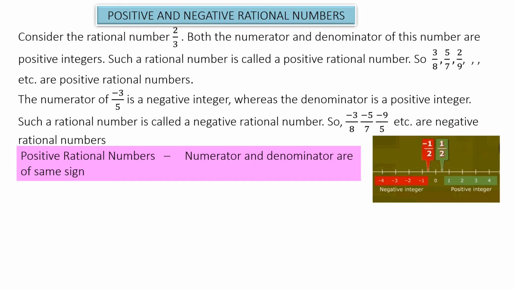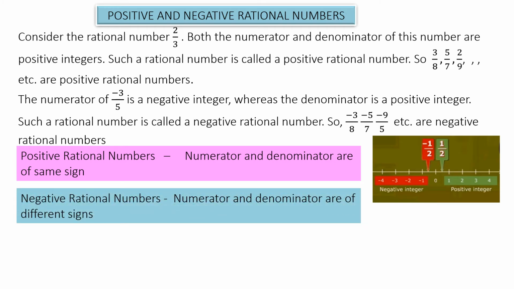Similarly, how can you define a negative rational number? If the numerator and denominator are of different signs, they are negative rational numbers. You have seen that negative 3 by 5 is a negative rational number. Then if it comes as 3 by negative 5, its whole effect is also negative 3 by 5. Isn't it? Therefore, if the numerator and denominator are of different signs, then it is a negative rational number. 0 is neither positive nor negative.